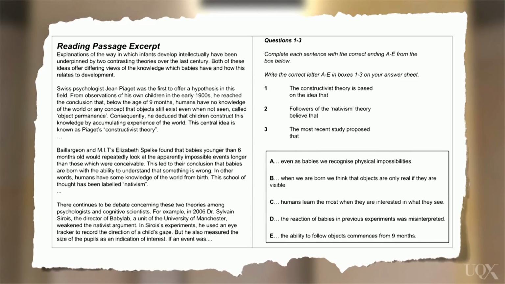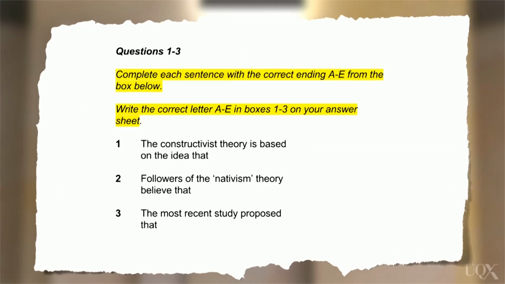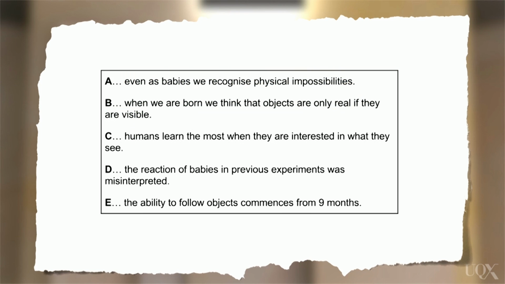So now let's take a look at the other type of multiple choice question, choosing options from a list. On the left of the screen, there's an extract from a reading passage, and on the right of the screen, you'll see the questions and the options in a box. Let's take a closer look at the instructions. You'll see that in this task, you have to complete each sentence with an ending. There are 3 sentences, 1 to 3, and 5 endings, A to E. Now let's look at the options.